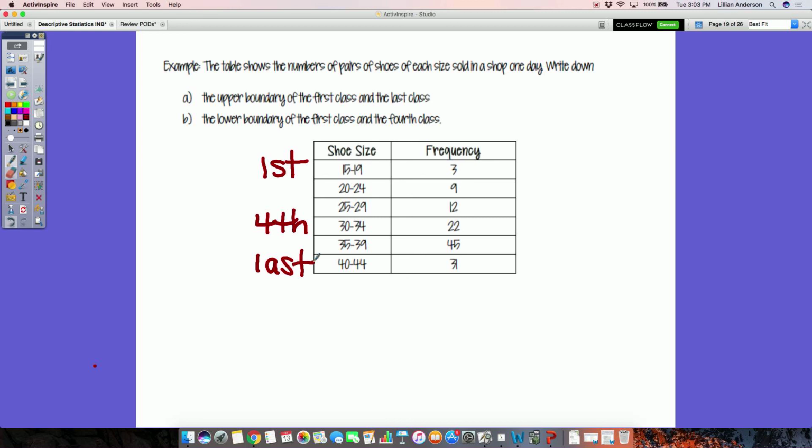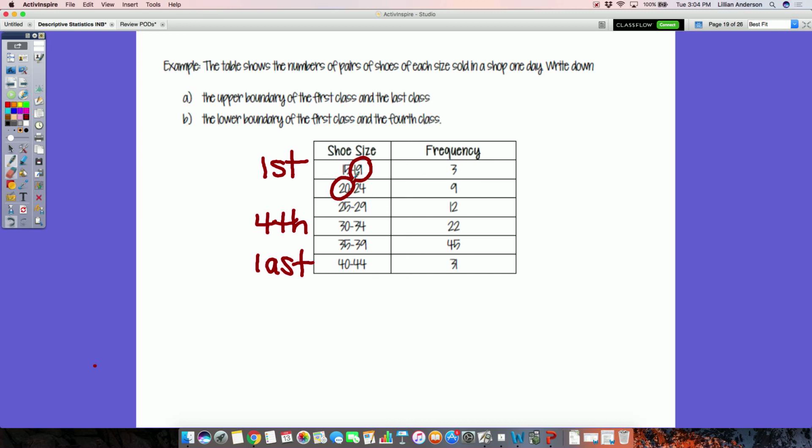Okay? Now, if you look at your classes, you see how the first class ends in 19, but the second one starts at 20. Whenever this happens, to find your upper boundary, you take the upper limit of the class, which is 19. Then you take the lower limit of the next class, which is 20, and you find the average between the two. Wait, that's to find what? To find the upper boundary of the first class.